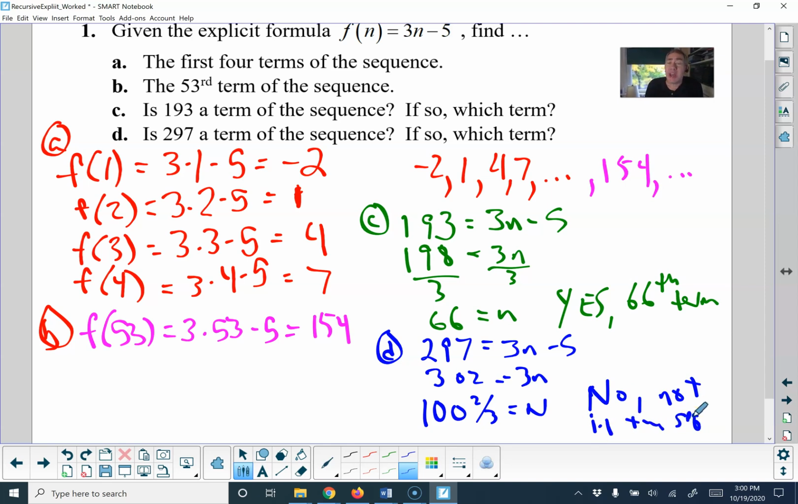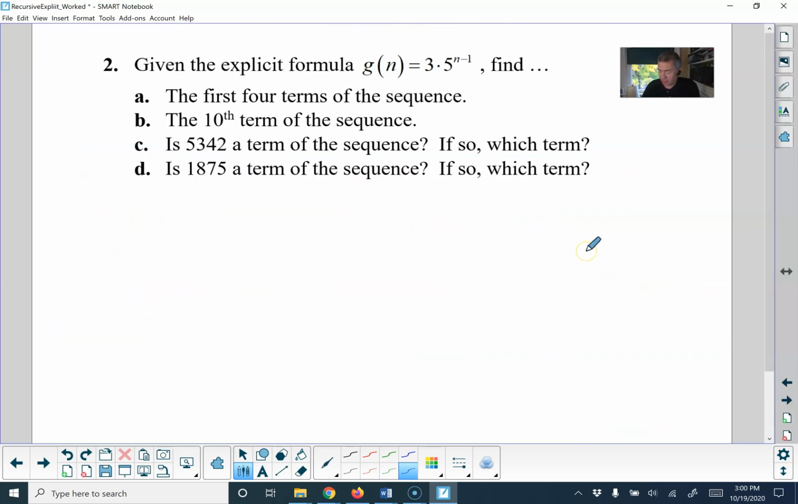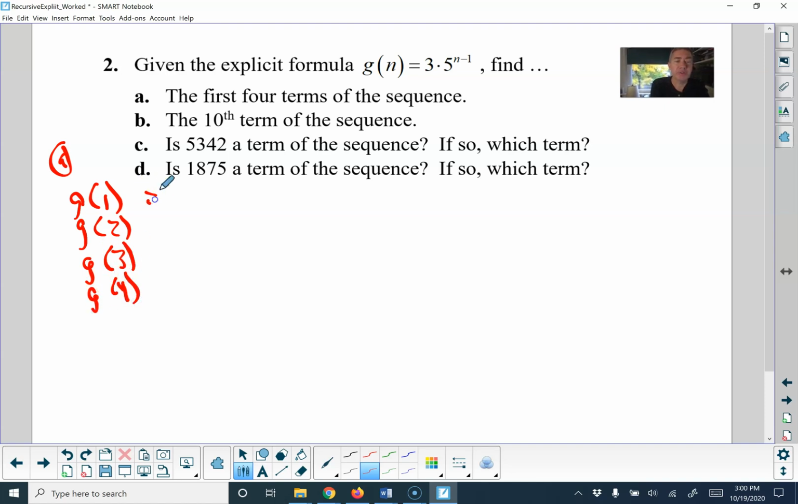Good. That was an arithmetic sequence, a sequence that grows by adding, and the explicit formula is very much like the equation for a line. Here's a geometric sequence, which grows by multiplying, and the equation is very much like the equation for an exponential function. So again, find the first four terms of the sequence, and the 10th term of the sequence, and all that. The first four terms of the sequence are g of 1, g of 2, g of 3, and g of 4. G of 1 is 3 times 5 to the 1 minus 1.